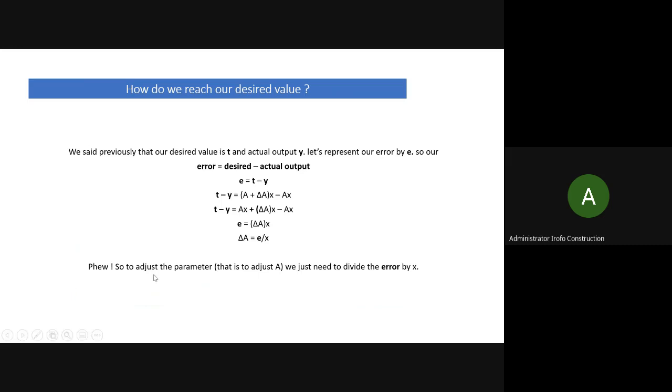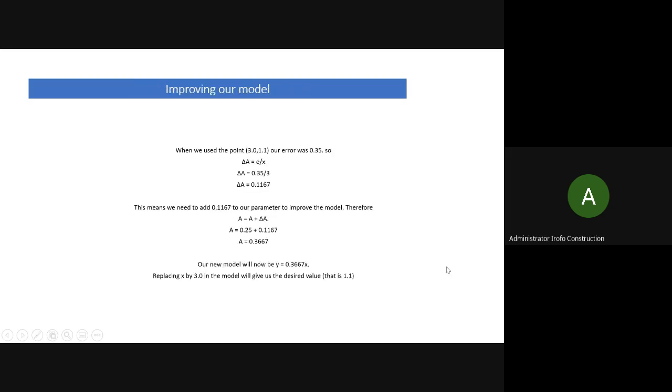So to adjust the parameter, that is to adjust a, we just need to divide the error by x. Taking our point again, 3 and 1.1, we had an error of 0.35. So our change of a is just e over x. So e is our 0.35 divided by x. X was 3 here. So our change of a is equal to 0.1167.